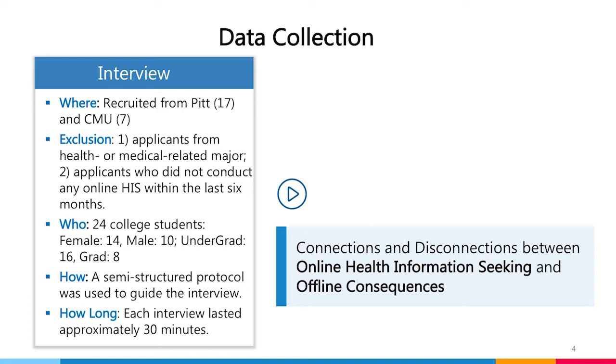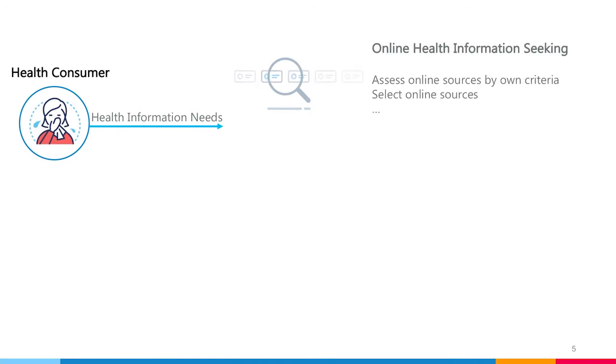Next, I will use a scenario to explain what I mean by online health information seeking and offline consequences, and the specific objectives of this study. Let's assume there is a health consumer. She has a health information need and decides to go online to search for it. In the online health information seeking process, she assesses online sources by her own criteria and selects sources accordingly. At a certain point, her online health information seeking is stopped, and it leads to offline consequence. For example, she decides to see a doctor.